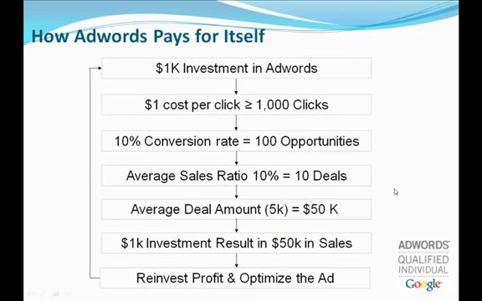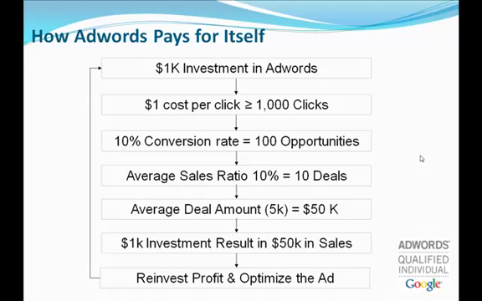Just click ahead here. How AdWords pays for itself. $1,000 in investment in AdWords could give you 1,000 clicks if your cost per click is running about $1 per click. If your conversion rate on your landing page, meaning you have an effective page that captures inquiries, is 10%, you're going to end up with 100 opportunities that come into your email inbox.